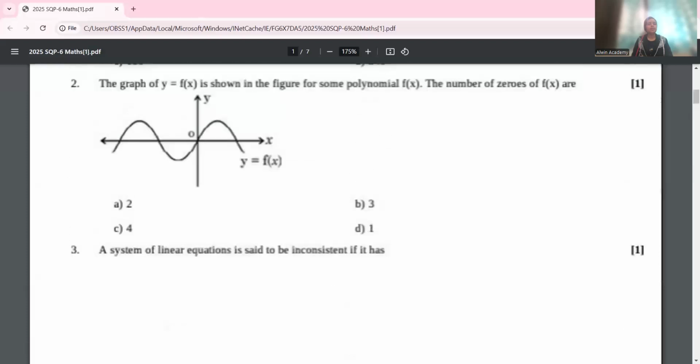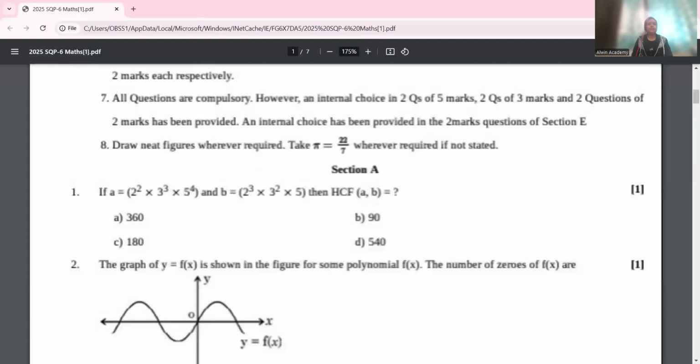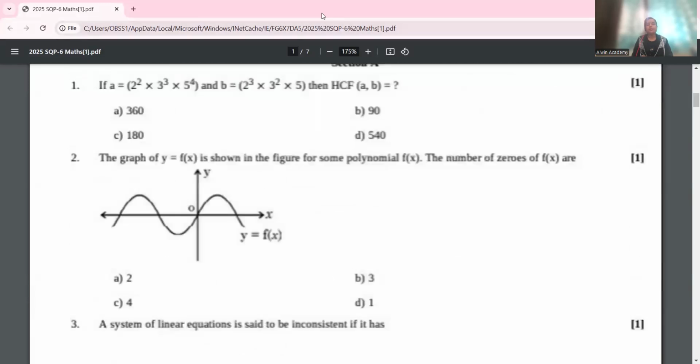Here it is on screen. The first question says if A is given by this prime factorization and B is given by this prime factorization, then the HCF of A and B is. Now, for the HCF, we take the least power values of the exponents that we have. So, firstly, with 2, I have 2 square or 2 cube, so I'll take 2 square. With 3, I have 3 cube and 3 square, I'll take 3 square. And with 5, I have 5 to the power 4 and 5 to the power 1, so we'll take 5 to the power 1. When we multiply them, we get option number C, 180.